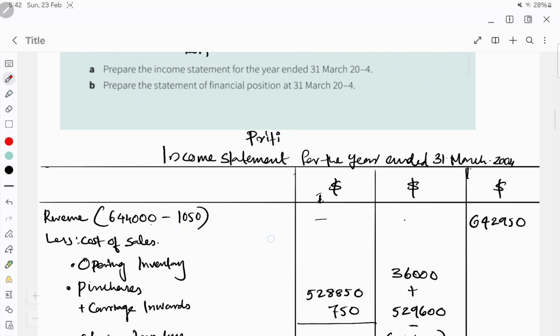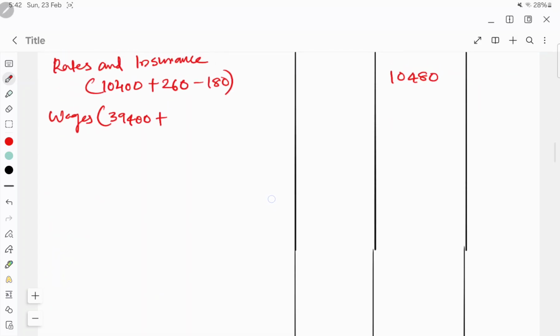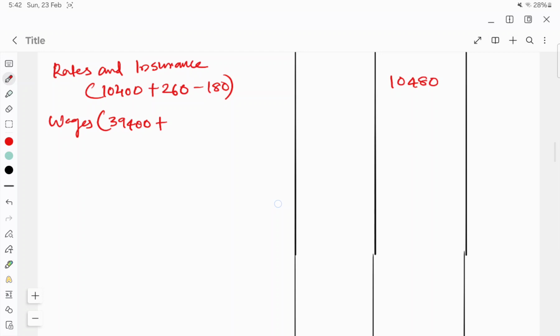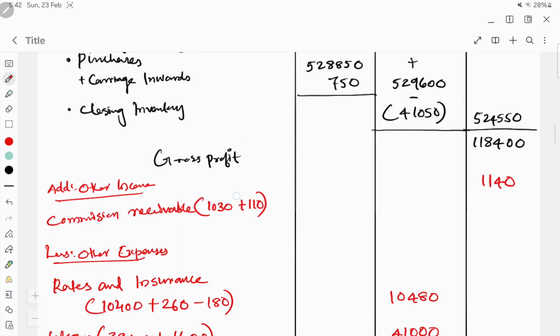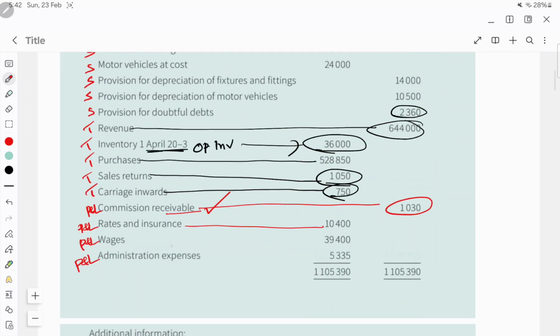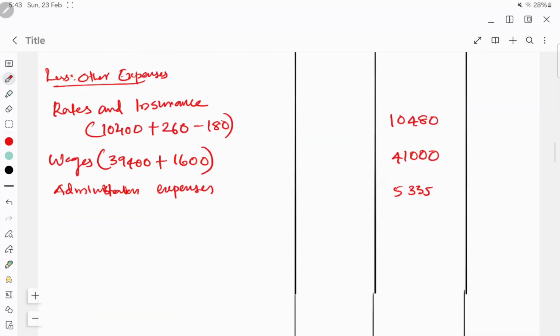So the accrued expenses is added. So I'm adding 39,400 plus 1,600 accrued amount. That will be 41,000. So I'm taking here all the expenses together. Wages, there is no adjustment for administrative expenses. So administration expenses without adjustment, I can take here as 5,335 as per the trial balance. Wages done, rates done, administration expenses 5,335, isn't it?